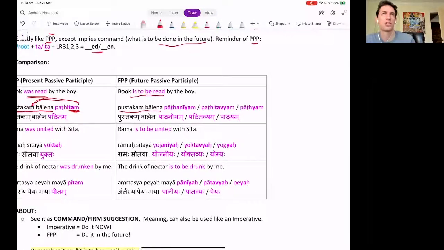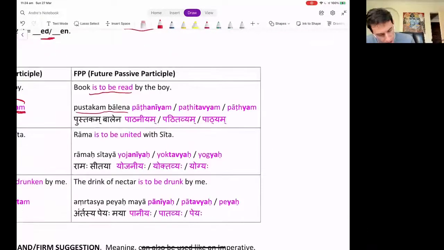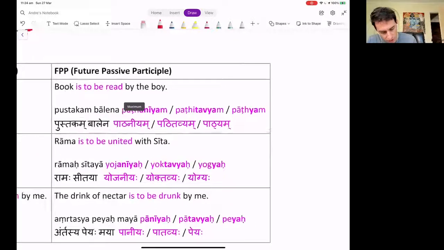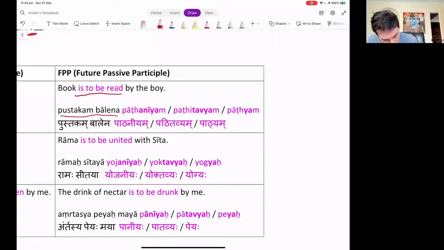Now look at this. We've got three options you can choose in FPPs. Pathaniyam, pathitavyam, patyam. So what's the first thing we can notice? FPPs always have three options. How to choose? Choose whichever one you feel comfortable with. I usually choose the tavyam. Now notice how I bolded it. Aniya, tavya, and ya.